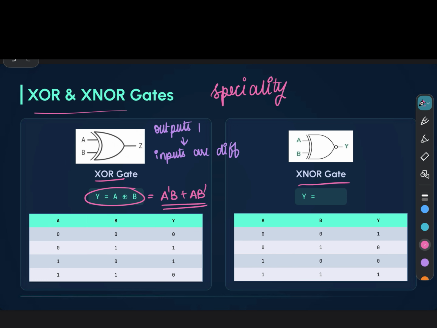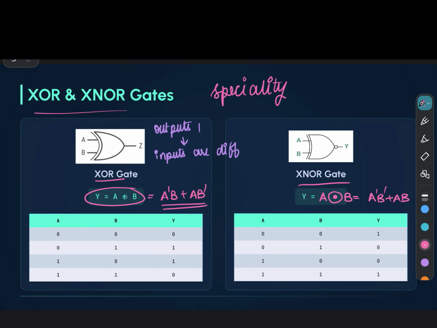Lovely. Now let's move on to the other one, XNOR gate. XNOR gate is exclusive NOR gate. Now this is the exact opposite. How you represent it is A, then it's an AND with a circle, B, and you write it as A complement B complement plus A B.